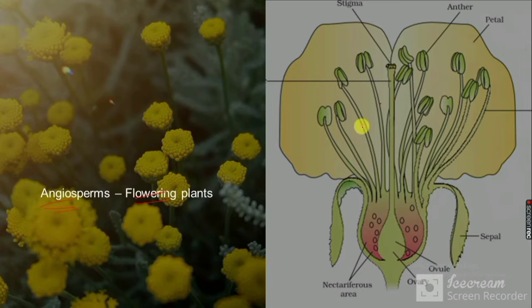Let's discuss the parts of a flower. This long tube, as you can see, is known as the style. At the top of this tube, this structure is known as the stigma. Here pollen grains are stored. This bilobed structure is known as the anther. Below the anther, this long stalk-like structure is known as the filament.